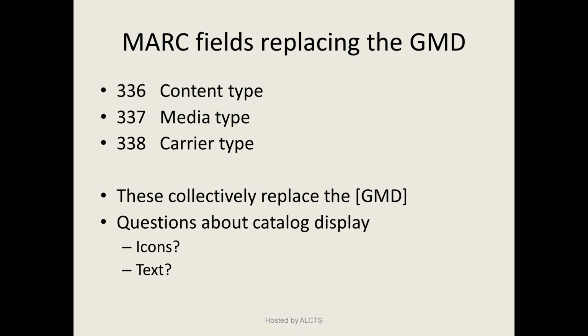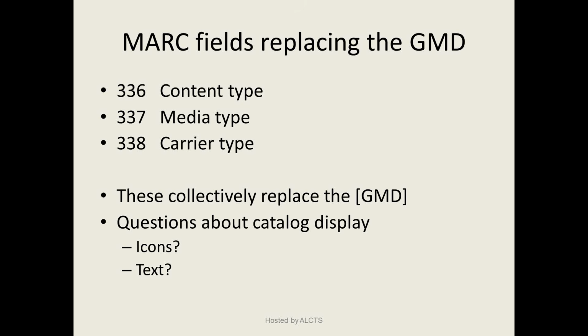New MARC fields have been defined for these elements, and they are the 336 for content type, 337 for media type, and 338 for carrier type. I'll show some examples of what goes into these fields. We do use controlled vocabularies for the terms that go into these fields. And these collectively replace the GMD.